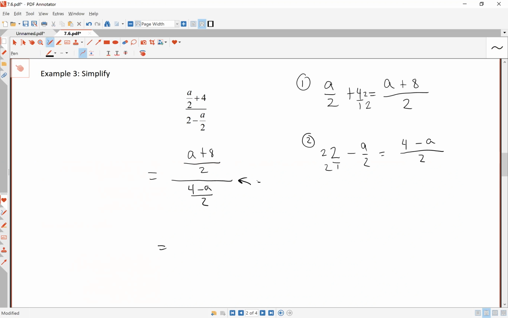Now we take the division bar and multiply by the reciprocal. We keep the numerator unchanged, a plus 8 over 2, and then we have 2 over 4 minus a. In this example, the 2 divides the 2, and we're left with a plus 8 divided by 4 minus a.